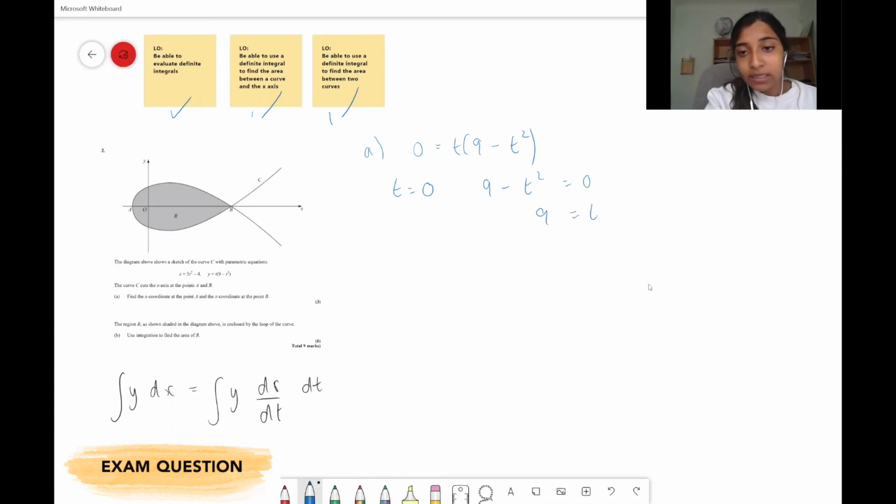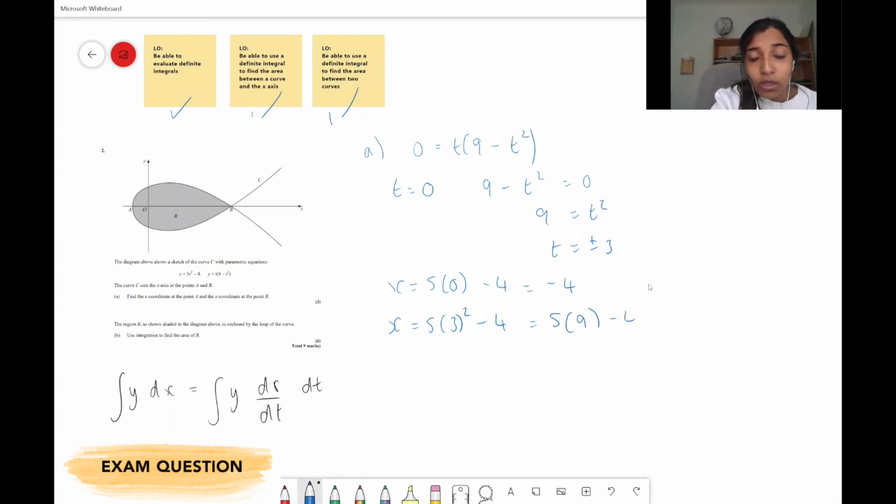9 equals t squared, so then t equals plus or minus 3. Then we can plug our t values back into x, so we have x is equal to 5t squared minus 4. So first, when t equals 0, 5 times 0 minus 4, that's equal to minus 4. And then we also have x is equal to 5 times 3 squared minus 4. So we have 5 times 9 minus 4, let's say 45 minus 4, so that's just 41.